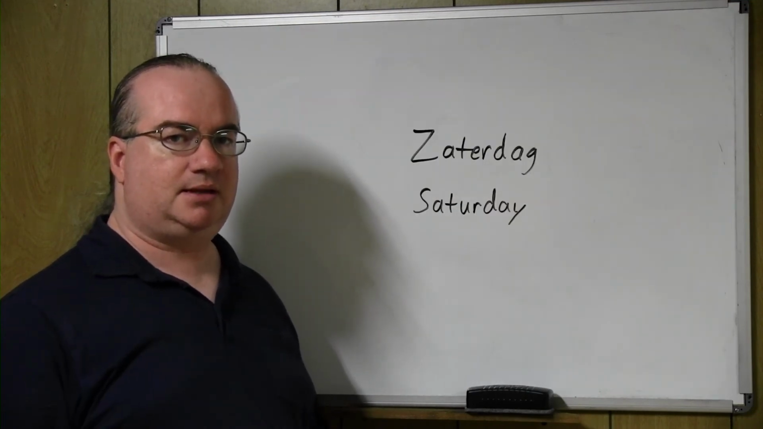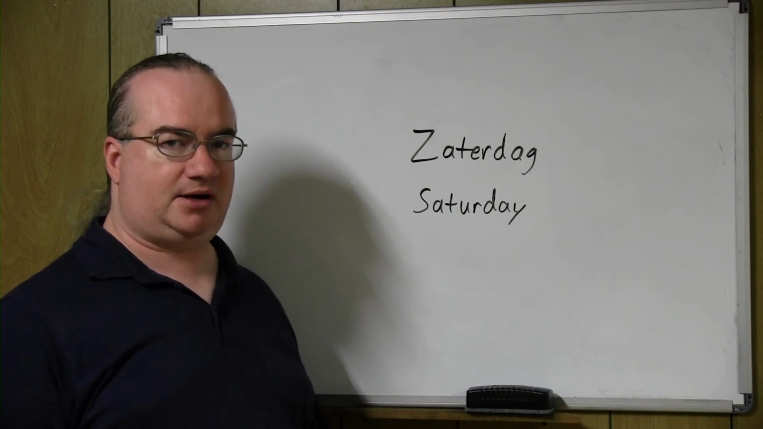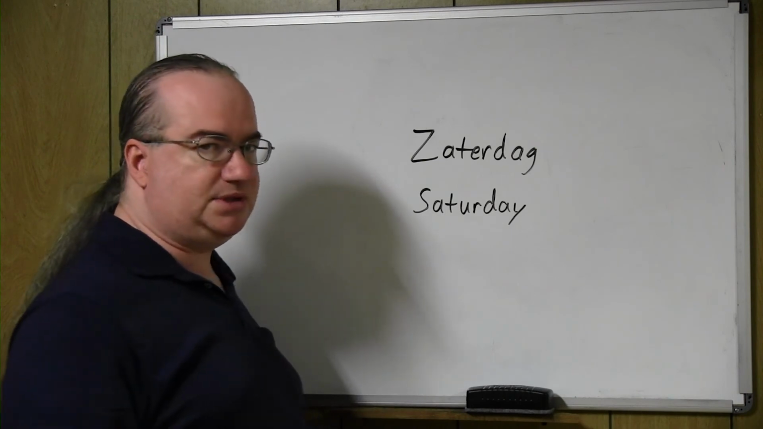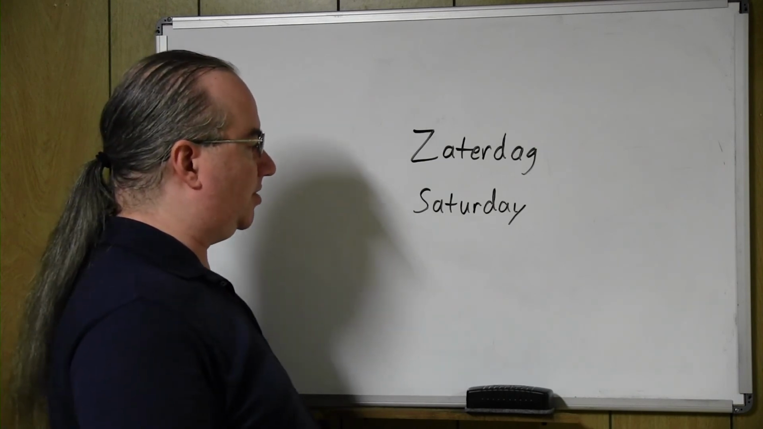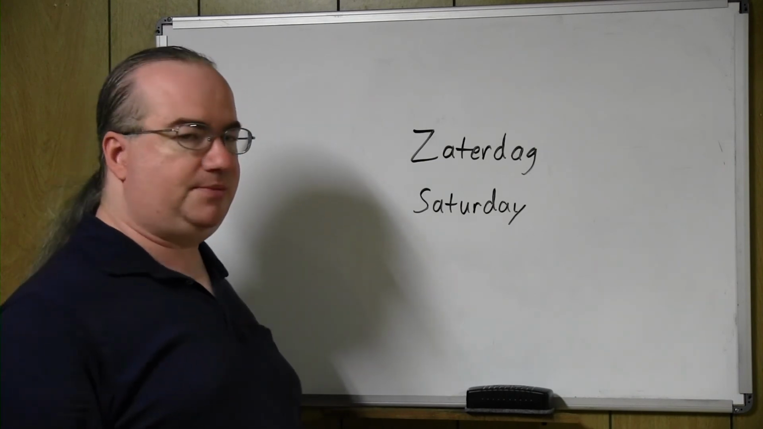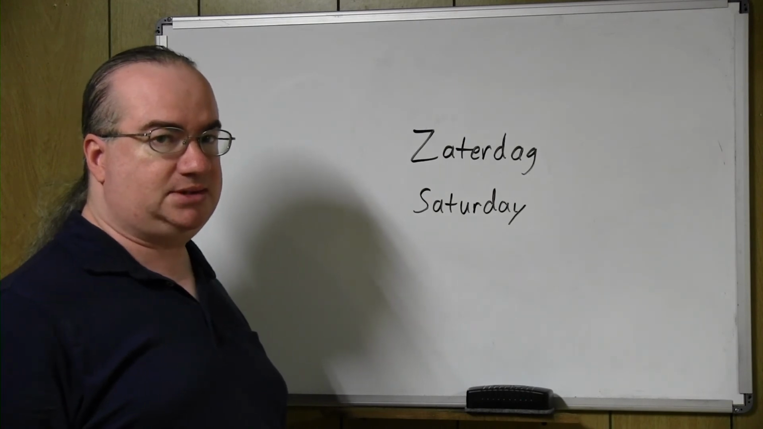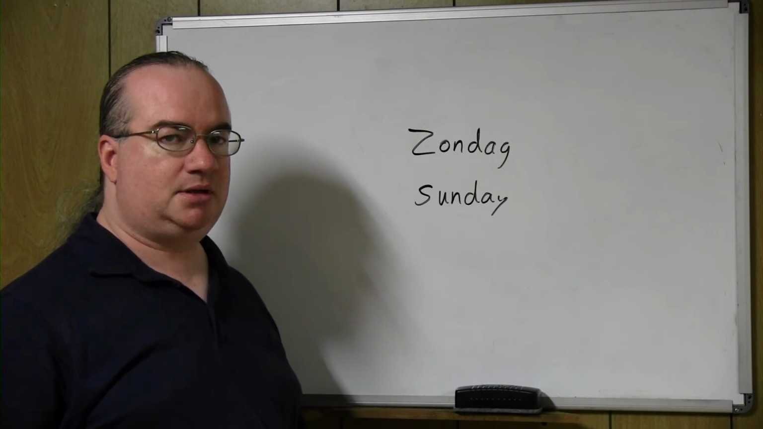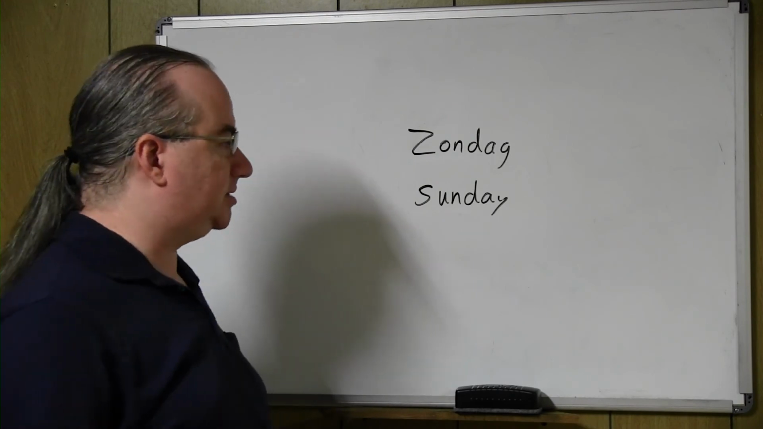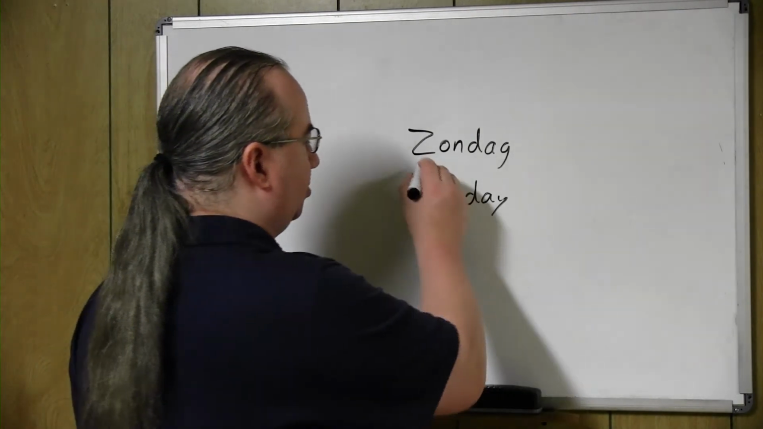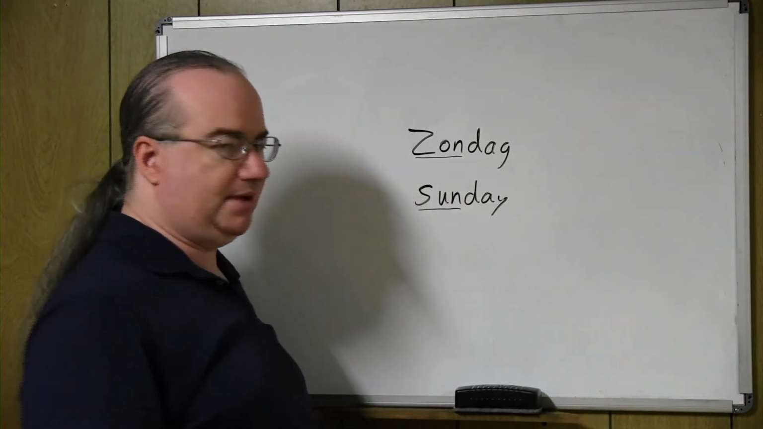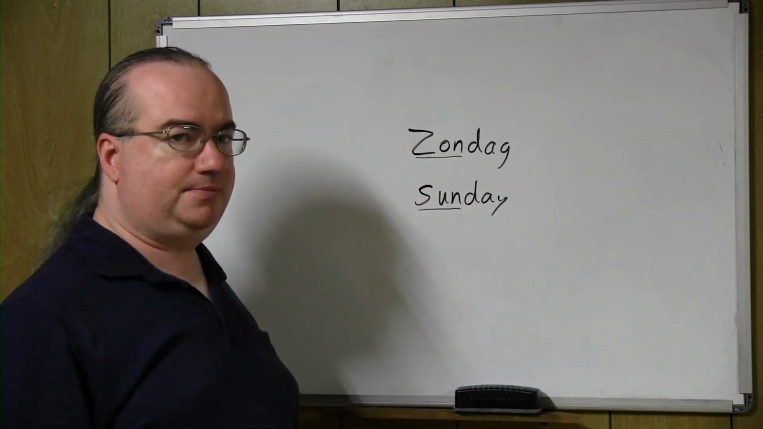Zaterdag. Zaterdag for Saturday. A Z and an S are kind of similar sounds, so this isn't too hard to remember either. And in some Dutch accents, they will actually pronounce a Z just like an S. Zondag. Zondag, meaning Sunday. And the word zon actually means sun. That makes this one pretty easy to remember too.